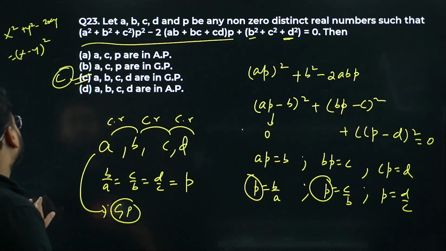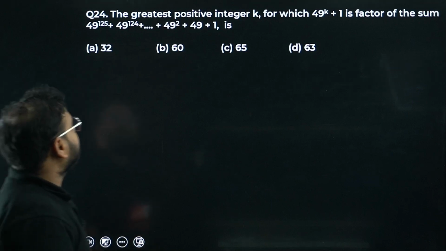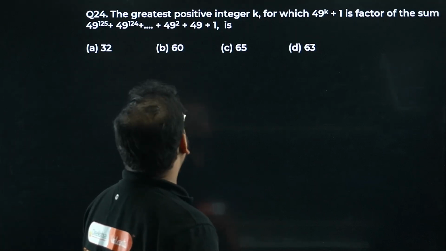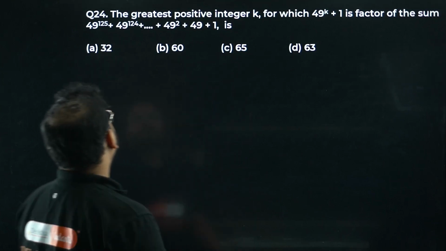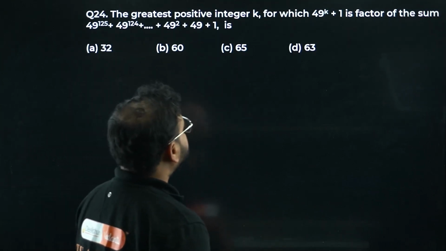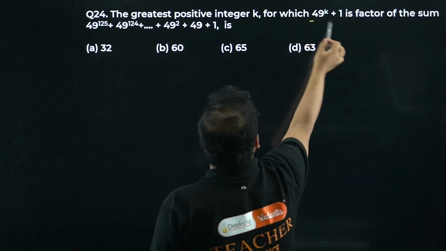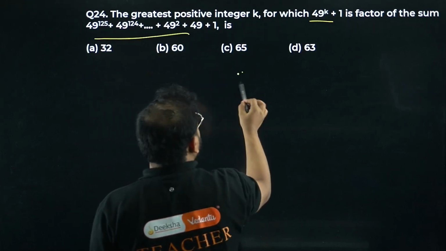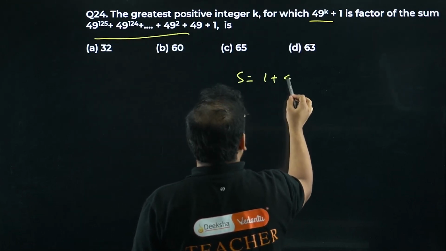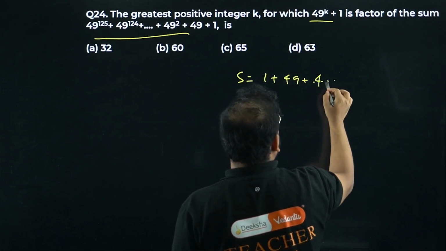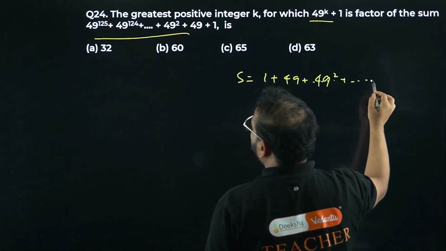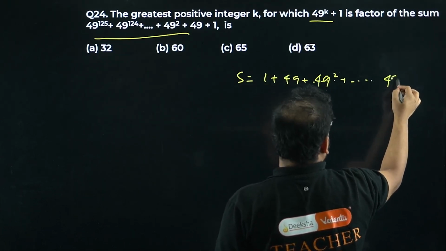Okay, done now. 28. The greatest possible integer k, for which 49 power k plus 1 is a factor of this sum. Forget about this right now; we'll look at this sum. We can write sum equals 1 plus 49 plus 49 square and so on till 49 power 125.